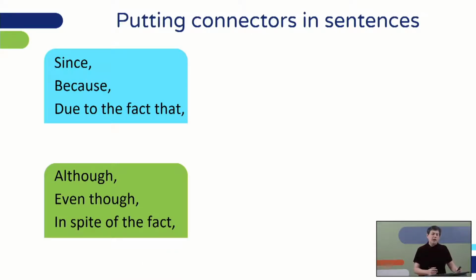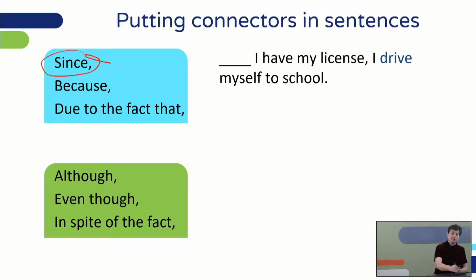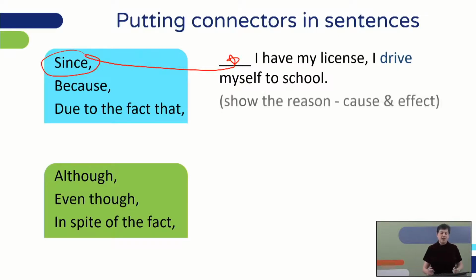We talked earlier about using connectors as a guide. Here on this slide, we're going to look at putting them into sentences. Here's a sentence. I have my license. I drive myself to school. There's no connection between those two ideas until I take one of these connectors and put it in that blank. Since I have my license, I drive myself to school. Now I'm showing the cause and effect. I'm showing the reason. Because I have my license, I drive myself to school.